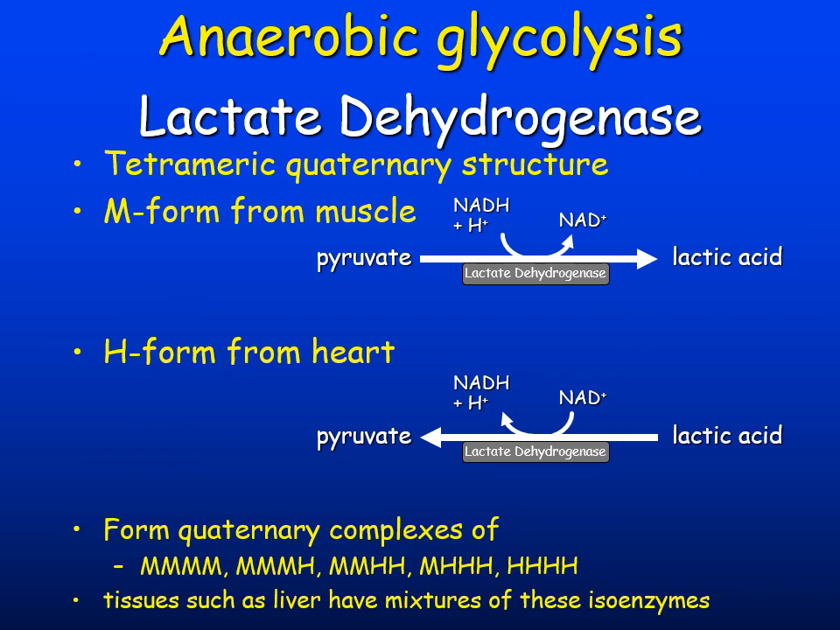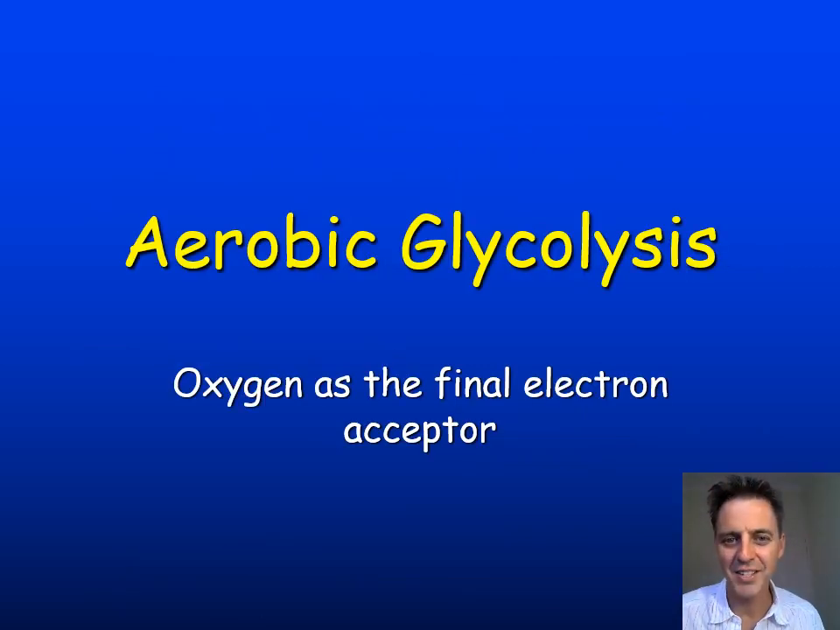The enzyme lactate dehydrogenase, which forms lactic acid, exists as a four-part structure. So effectively it's got four catalytic subunits. These can be either the M form, which converts pyruvate to lactic acid, or the H form, which converts lactic acid back to pyruvate. But in most tissues, it's a mixture of these two isoforms. So in effect, lactate dehydrogenase can catalyze this reaction in both directions. The liver is a classic example of this. Alright, so that was the anaerobic scenario for glycolysis.